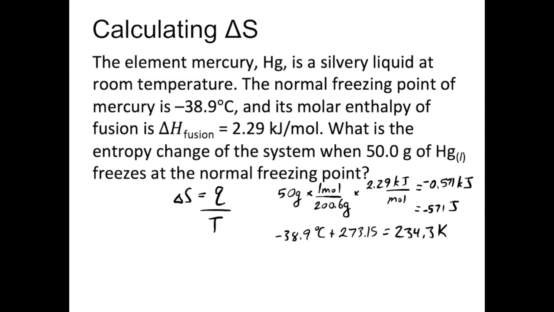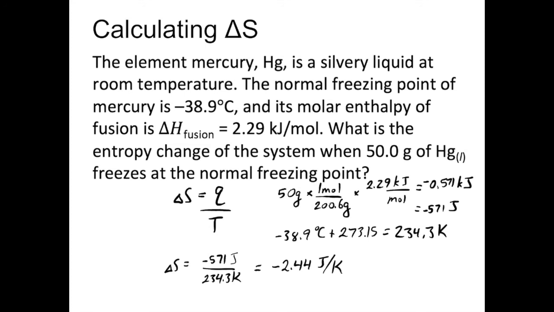And now we can calculate our delta S. And we end up with a value of minus 2.44 joules per Kelvin. This is a pretty common set of units to see for a delta S, joules per Kelvin. And we found the delta S for this process, for converting 50 grams of mercury to solid mercury at the normal freezing point.